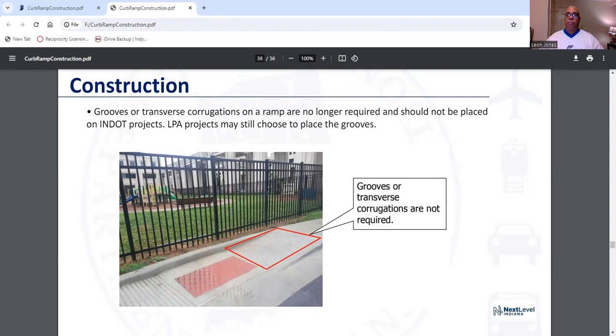Now, if you're doing a city project or an LPA project, they still may choose to place the grooves. I know Indianapolis does. I found that out today. So either way, you can, unless you're on an NDOT project, don't use them on NDOT projects. Use them on municipality projects or here, local public agencies, which is the same as a municipality. And of course, your cities.